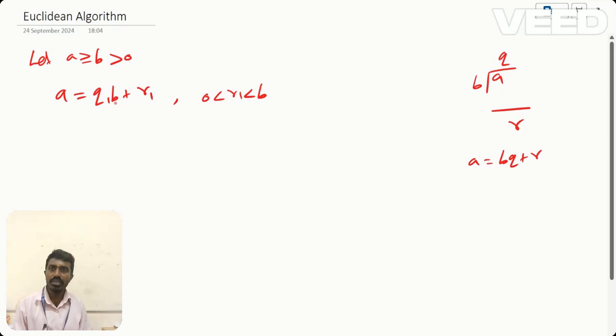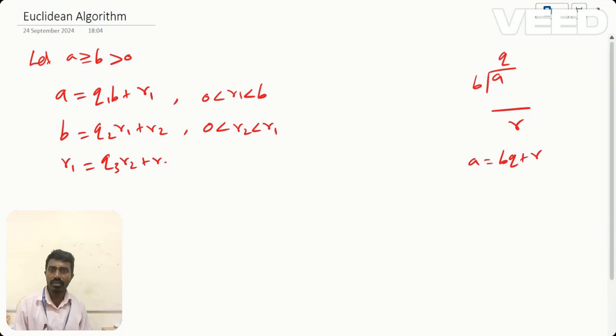Similarly, when B is divided by R1, you get B equal to Q2 R1 plus R2, where 0 is less than R2, less than R1. Similarly, when R1 is divided by R2, you get R1 equal to Q3 R2 plus R3, where 0 is less than R3, less than R2.